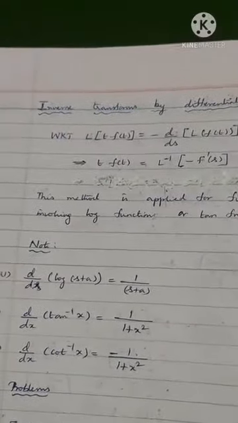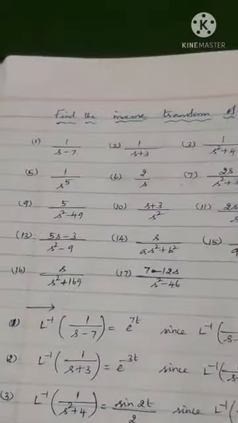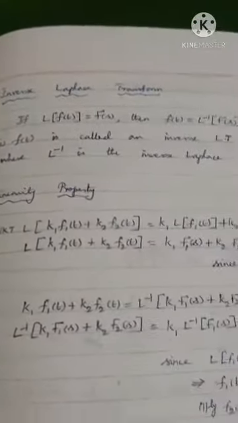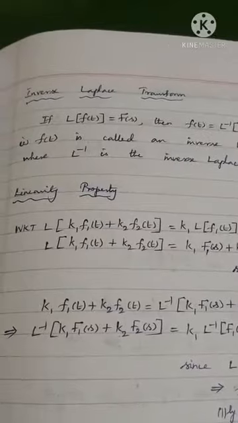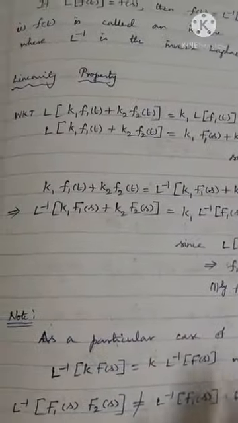Let us continue the Laplace inverse transforms. We saw the definition yesterday. What is the inverse Laplace transform? If L of f of t is F of s, then f of t is L inverse of F of s. And the linearity property is true; you can take the constant term outside.